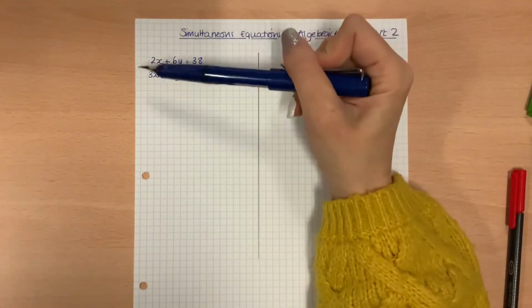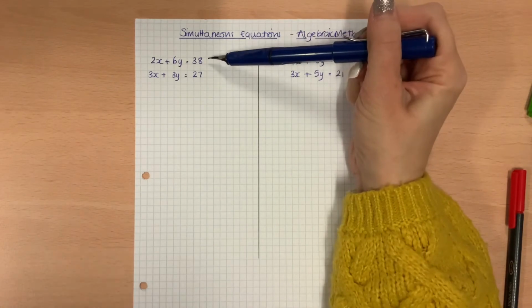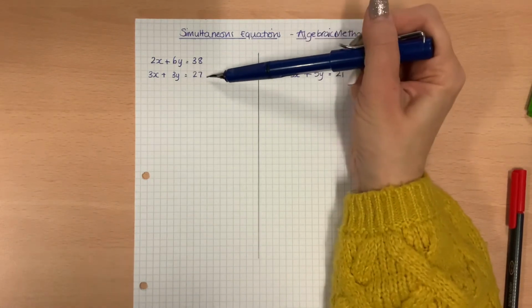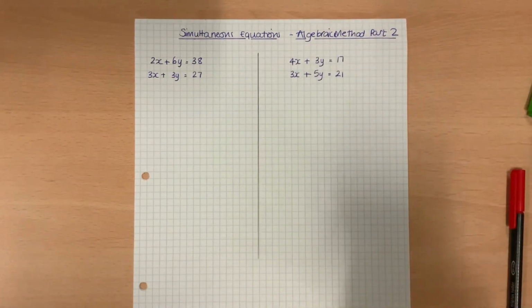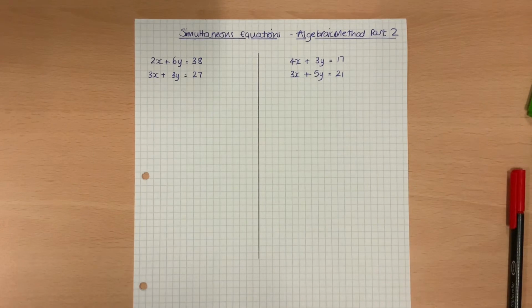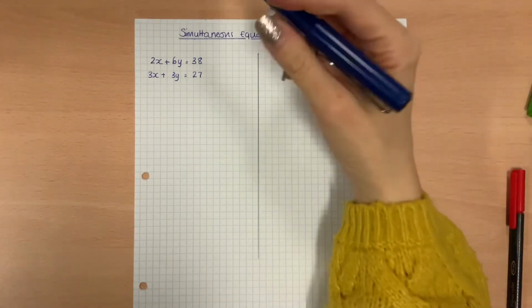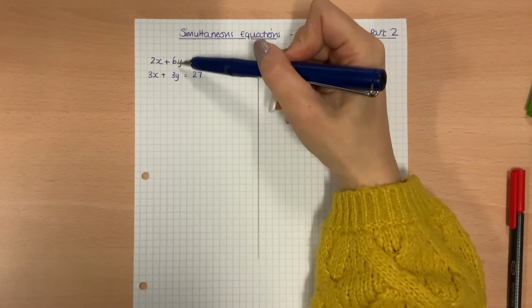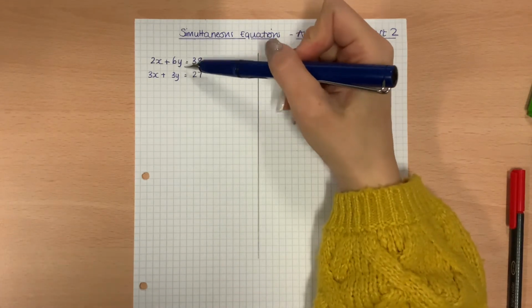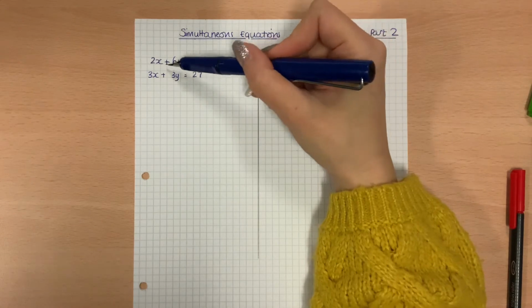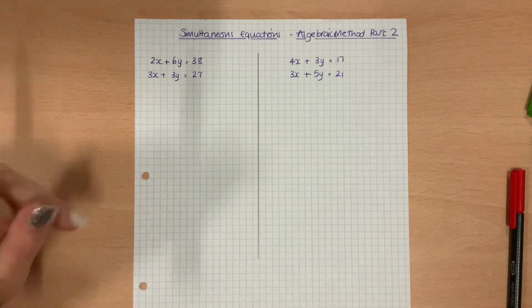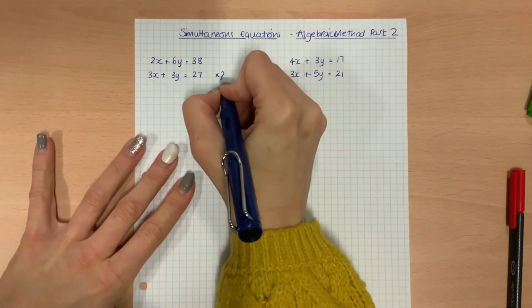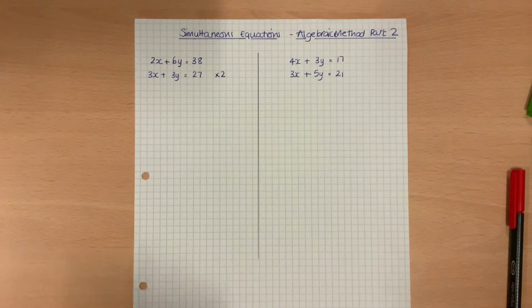Okay, so what we have here is 2x plus 6y equals 38 and 3x plus 3y equals 27. What I need to do is look at my x's and my y's and see if there's anything I can do or any links already. Well, what I can see is that there's a link between the y's. If I double this equation, it will give me 6y. So that's what I'm going to do on this one. I'm going to multiply this whole equation by 2, and when I say the whole equation, you have to multiply each part.